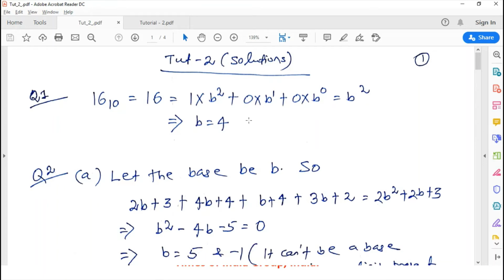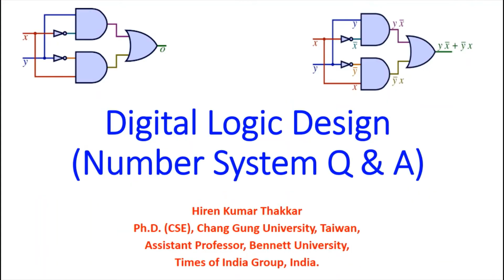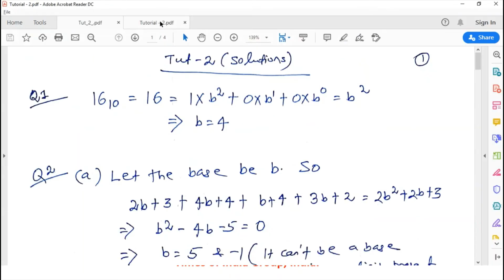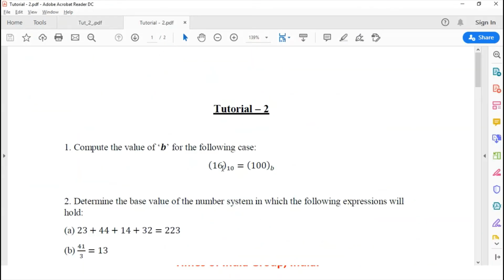However, as we know, the number system base cannot be negative. Okay, so that's why we can retain only the positive 4 and we will discard the negative 4. So from this example we get to know that this 16 in base 10 is equal to 100 in base b. Then in this case the base b must be 4. That means the base 4 number system. So that is the simplest way we can solve such kind of exercise.